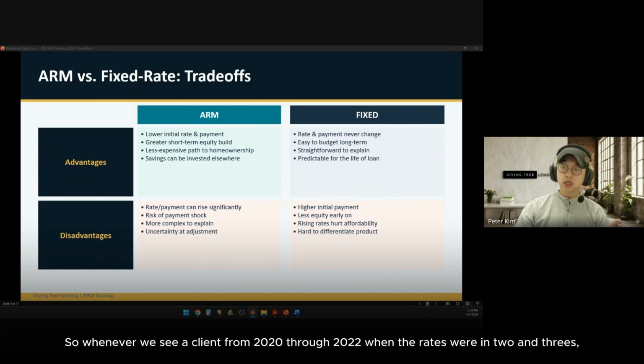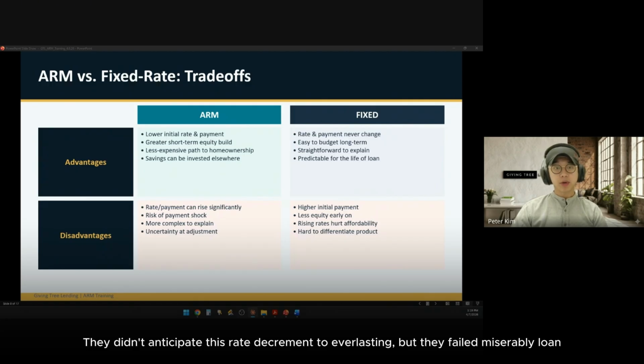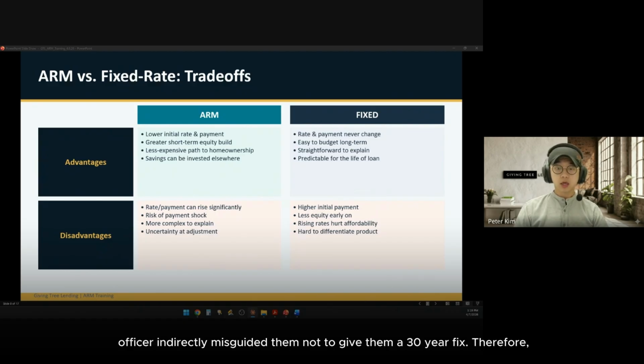Whenever we see a client from 2020 through 2022, when the rates were in the 2s and 3s, you'll unfortunately see many clients who took 3, 7, or 10-year fixed rates at 1 to 1.5%. They didn't anticipate those low rates not lasting, and they failed miserably. Loan officers indirectly misguided them by not giving them a 30-year fixed.